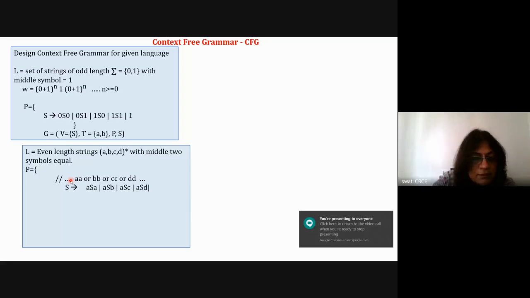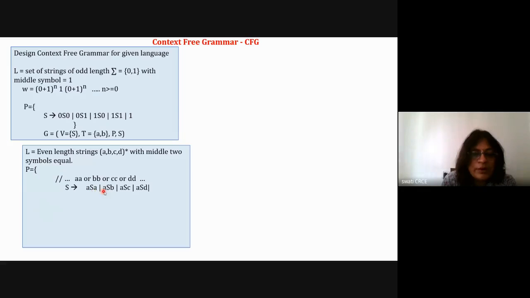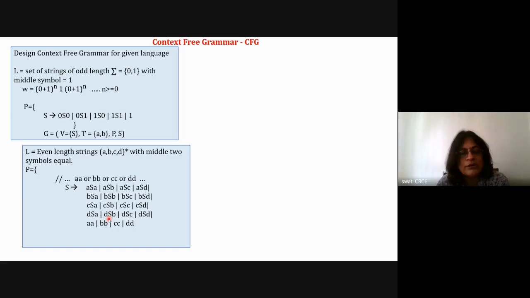Okay, so I'll just say that S can be ASA or ASB or ASC or ASD, because finally I'll stop the recursion with any one of these. Or S can be BSA or BSB or BSC or BSD. Or it can be CSA, CSB, CSC and CSD. Or it can be DSA, DSB, DSC or DSD. And to stop the recursion, it can be AA, BB, CC or DD. So the resulting string will always be an even length string. This will be the answer, a big answer for this particular question.